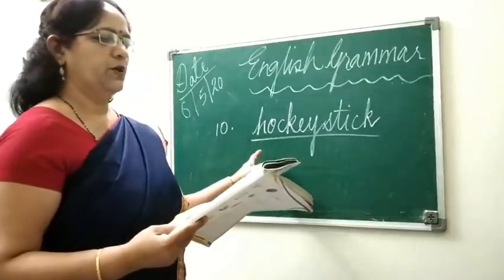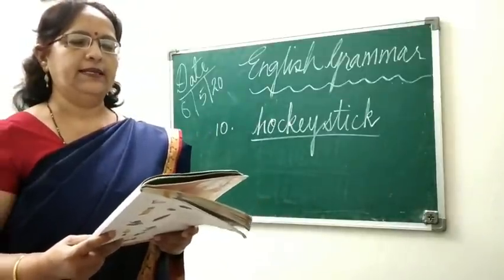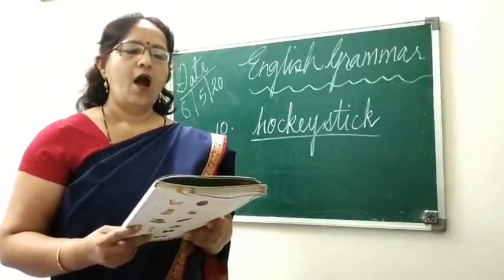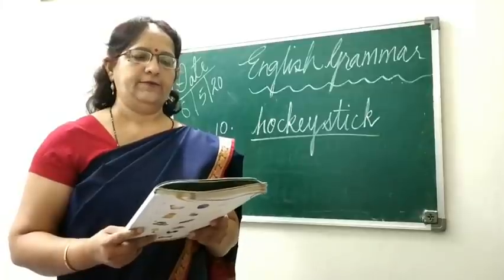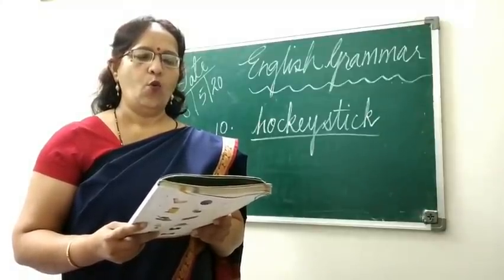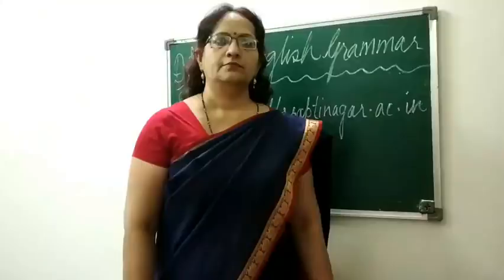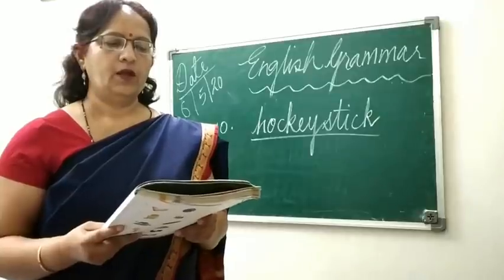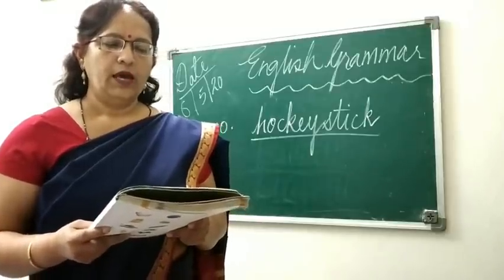Now, let's repeat once again. First one is shuttlecock. S-H-U-T-T-L-E-C-O-C-K. Shuttlecock. Second one is bat. B-A-T. Bat. Third one is racket. R-A-C-Q-U-E-T. Racket. Fourth one is gloves. G-L-O-V-E-S. Gloves. Fifth one is pads. P-A-D-S. Pads. Sixth one is chessboard. C-H-E-S-S-B-O-A-R-D. Chessboard. Seventh one is carom. C-A-R-R-O-M. Carom.